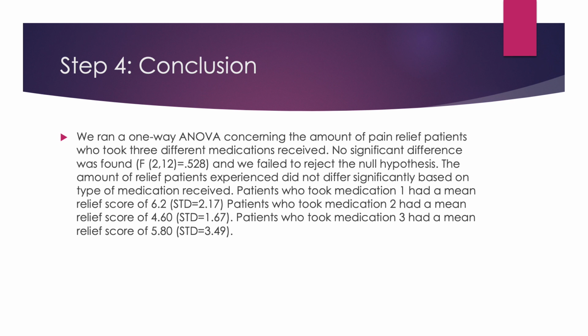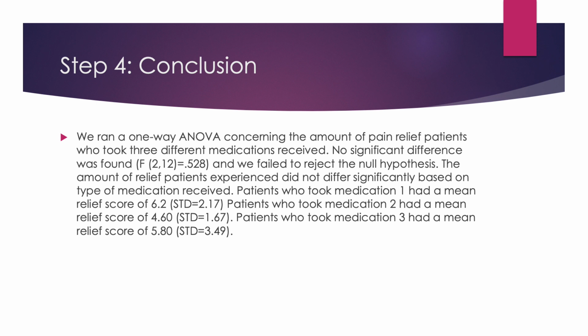But we still have to draw a conclusion, and that's step 4. So we ran a one-way ANOVA concerning the amount of pain relief patients who took 3 different medications received. No significant difference was found. F(2, 12) = 0.528, and we failed to reject the null hypothesis. The amount of relief patients experienced did not differ significantly based on the type of medication received.